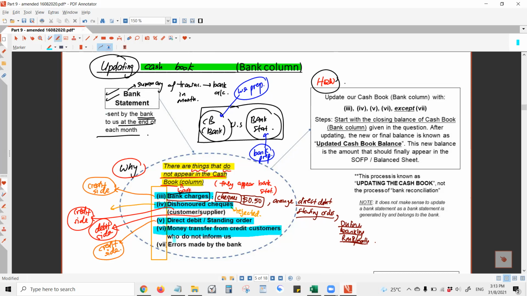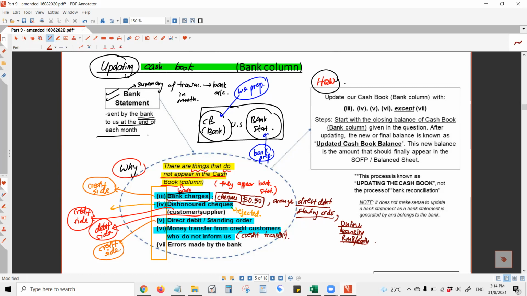Money transfer from credit customers who do not inform us. This item is also known as credit transfer. Generally what this means is that customers have transferred money online into your bank account. But following that, the customers don't inform you about the transfer.